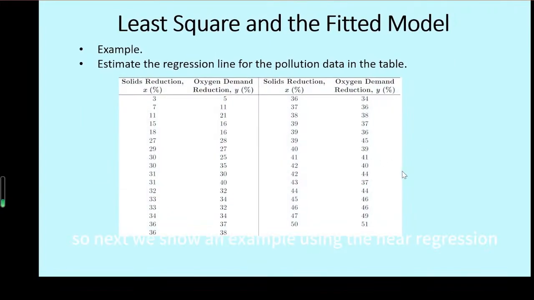So next we show an example using the linear regression model. This is a table of some data, with the y value here and the x value here. So y is the oxygen demand reduction and x is the solids reduction. We estimate the regression line for the pollution data in this table.